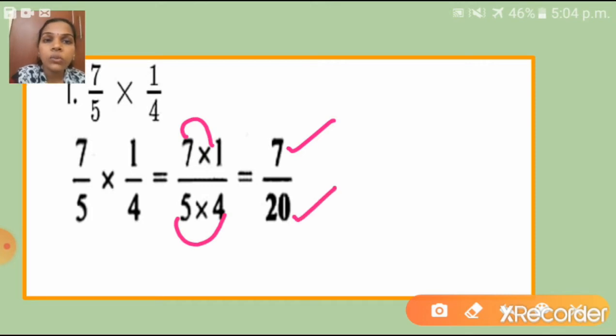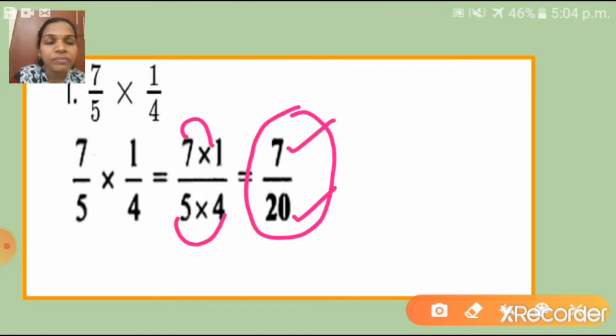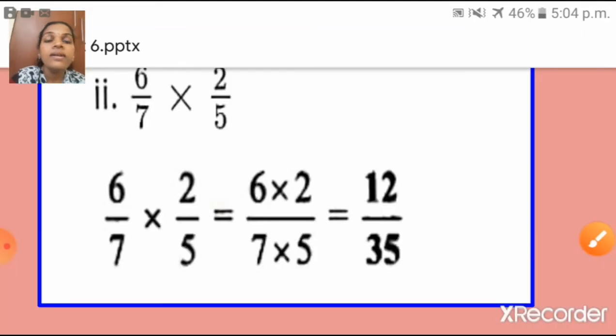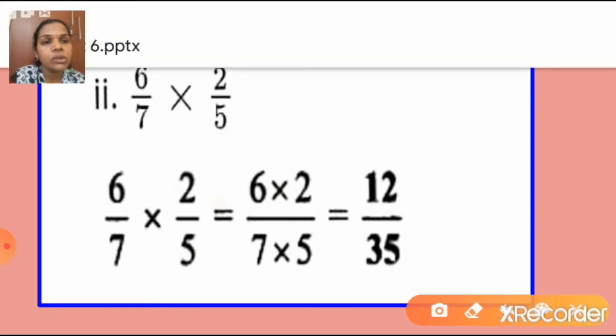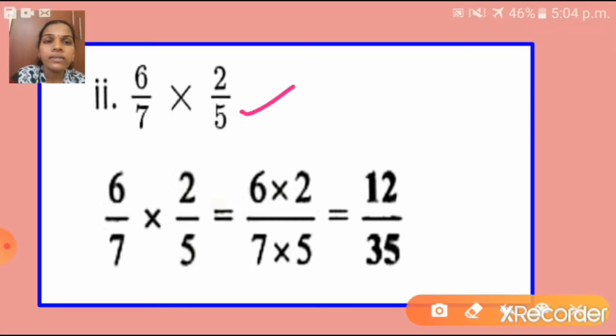So your answer is 7 upon 20. Here there is no common factor, isn't it? So this is your final answer. We can't simplify here. Understood, children? Shall I go to next? Is it easy? Very good. Second question is 6 upon 7 into 2 upon 5.